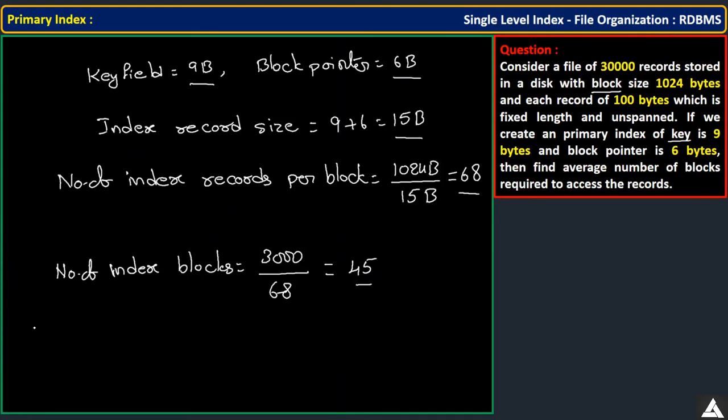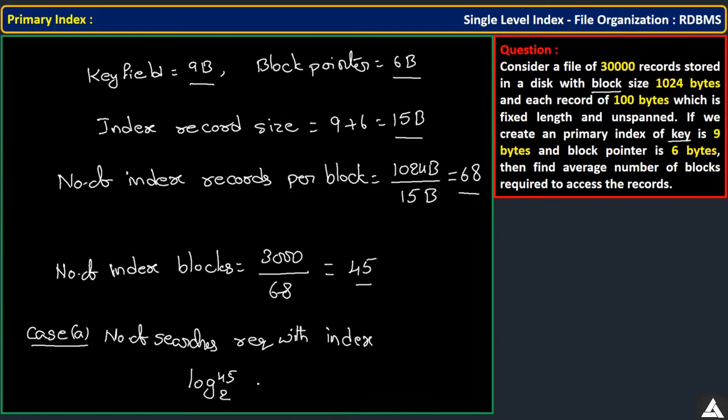If you take case A, the number of records with index, how many searches is it going to take? The number of searches required with the indexing is log 45 base 2. This is going to give you approximately 6. Now plus 1 you have to do.